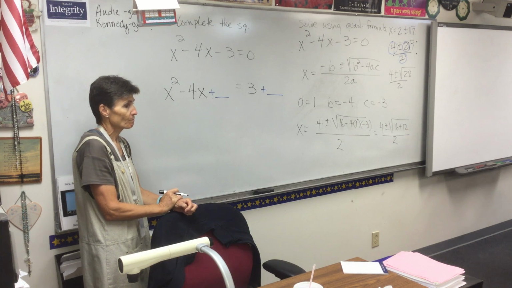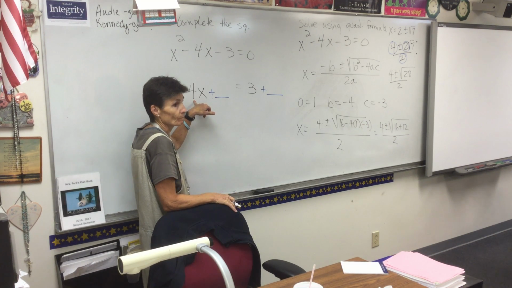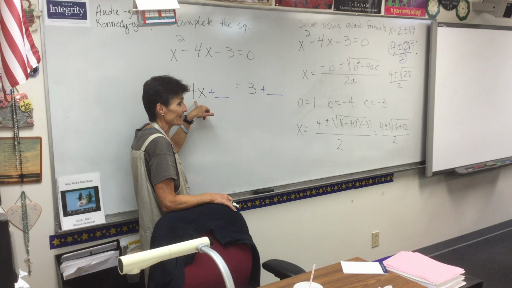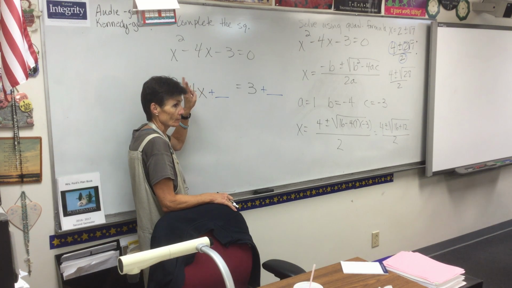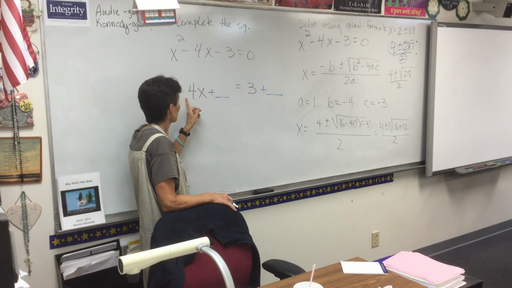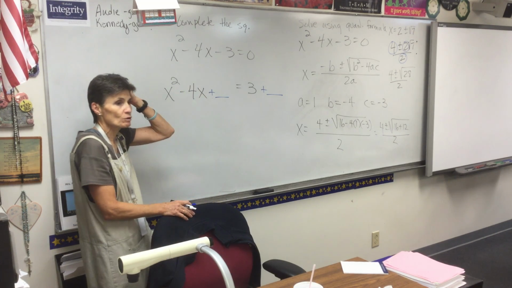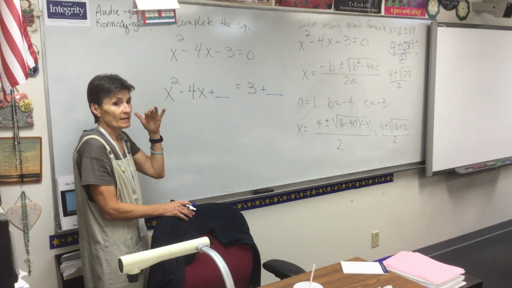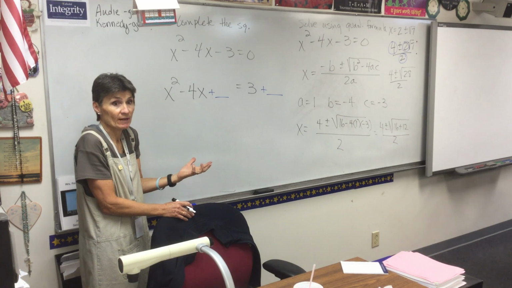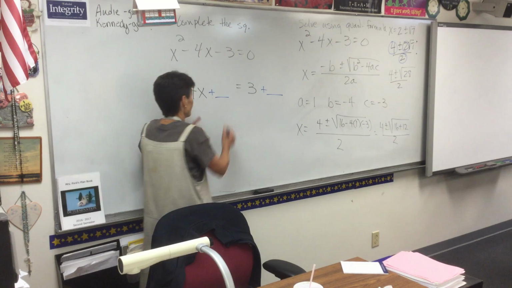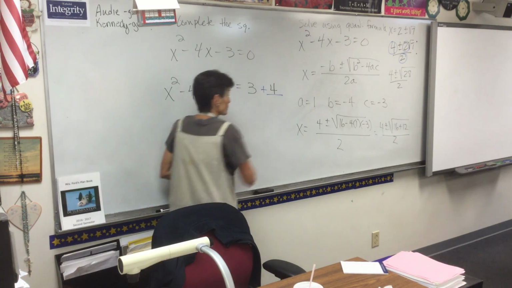Evan? Divide by 2. Yeah, divide the 4 by 2 and then square. So 4 divided by 2 is negative 2, squared is 4. Now remember, the negative is going to get squared out, so I'm not even going to confuse myself with the negative, because I'm going to square and it's going to be positive anyway. So half of 4 is 2. 2 squared is 4. So I'm going to add 4 to both sides.